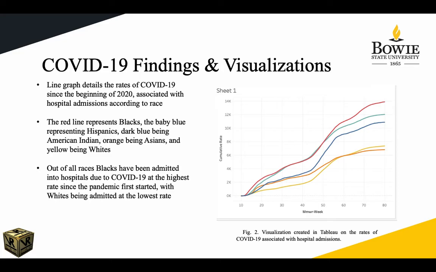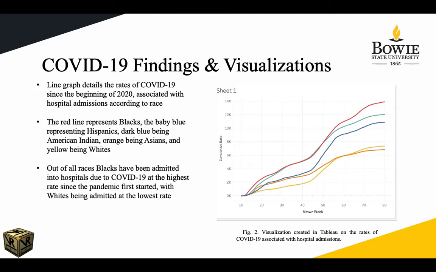Okay, and I created another visual in Tableau with data downloaded from COVIDnet that gave COVID-19 hospitalization data. This is just basically a line graph that details the rates of COVID-19 since the beginning of 2020 associated with hospital admissions according to race. The idea is that African Americans are disproportionately affected by COVID-19, and it is supported through the number of blacks that continue to be admitted into hospitals at higher rates than other races.